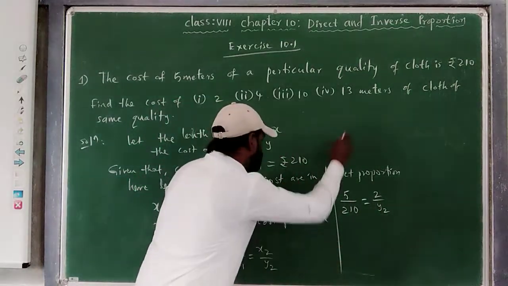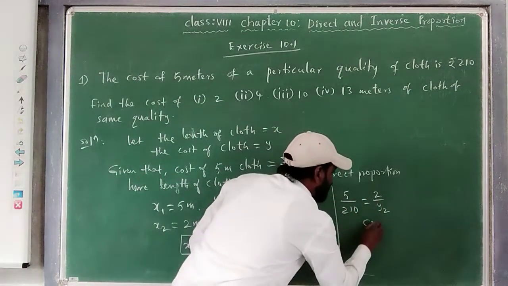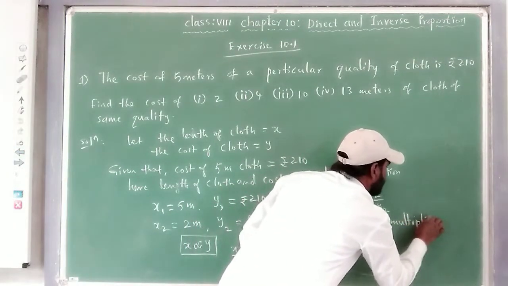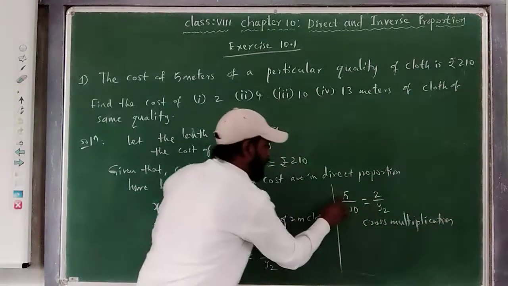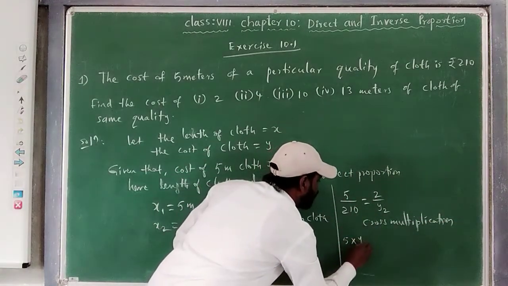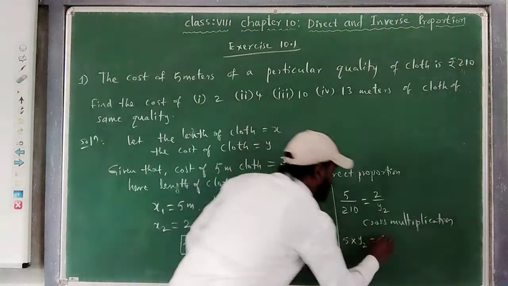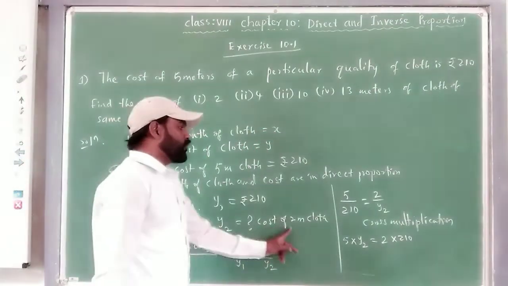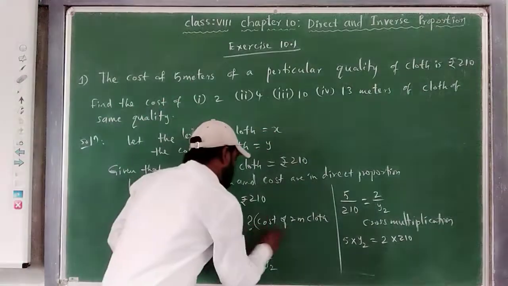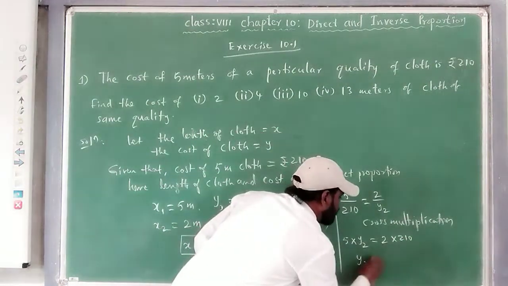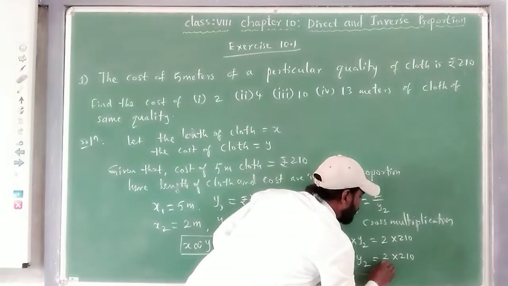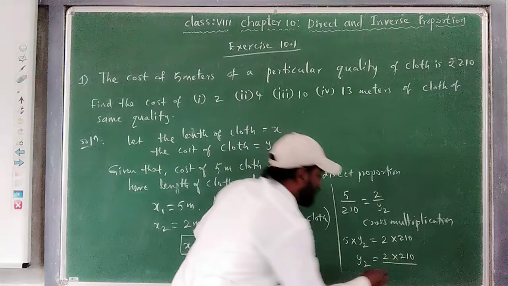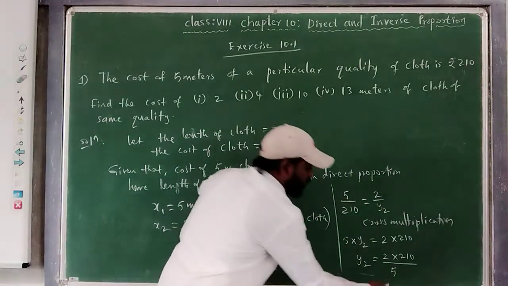Now by doing the cross multiplication, 5 into y2 is equal to 2 into 210. Actually we need to find the cost of 2 meters cloth. So y2 is equal to 2 into 210 by 5. When transposed to that side, the product will become division, so that 5 will come in the denominator. Now go for the simplification.